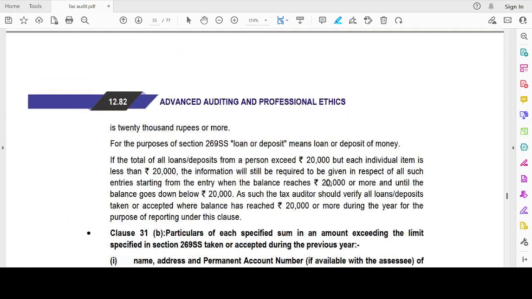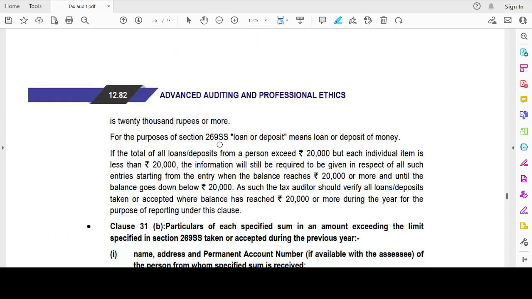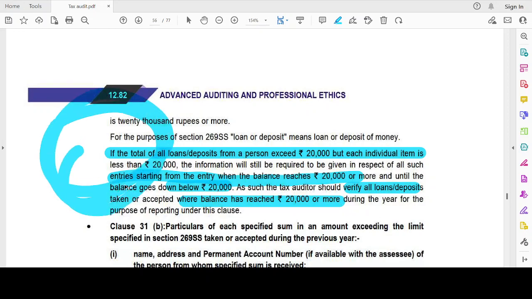Now, what is the loan amount here? If the total of all loans or deposits from a person exceeds 20,000, but each individual item is less than 20,000, the information will still be required to be given in respect of all the entries from the entry when the balance is just 20,000 or more, until the balance goes down below 20,000. As such, the acceptor should verify whether the balance of loans and deposits accepted has reached 20,000 or more during the year for the purpose of reporting under this clause. The limit would be 20,000.